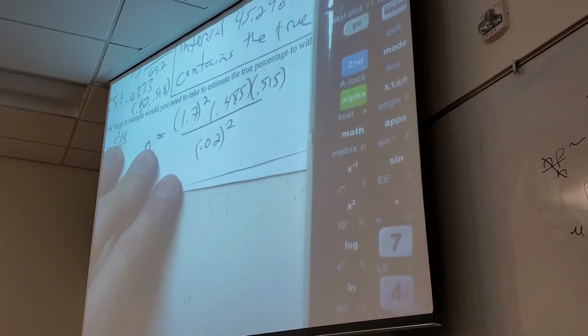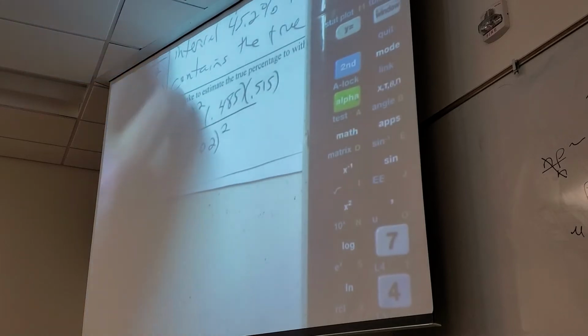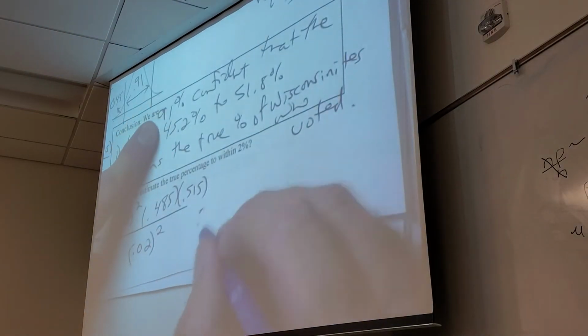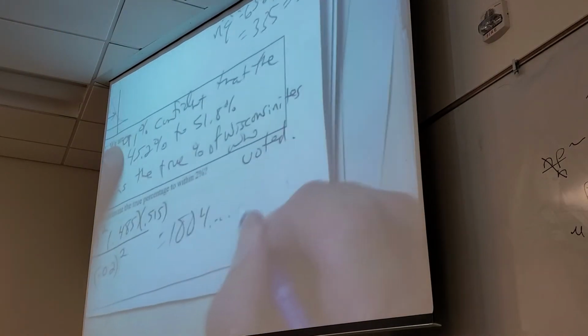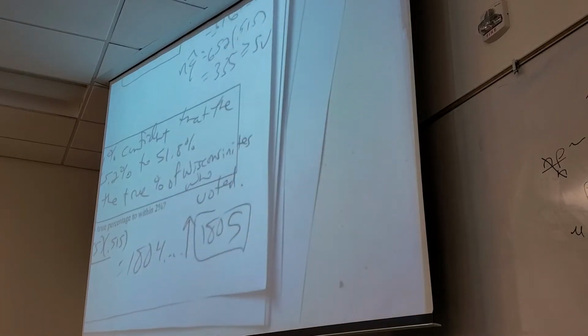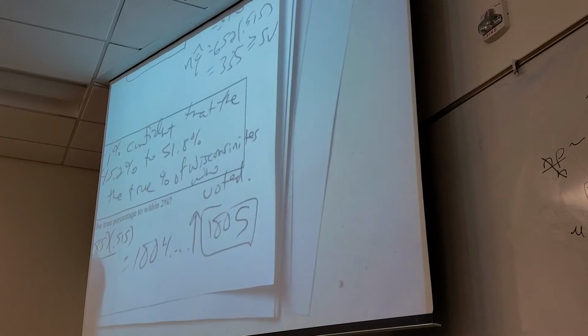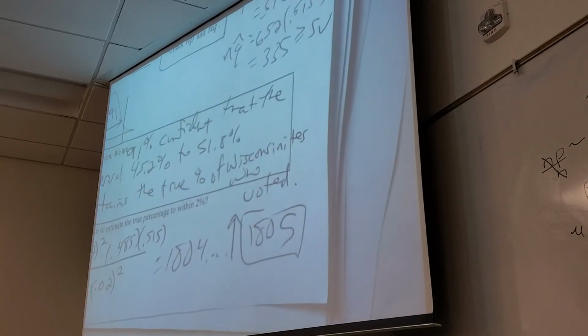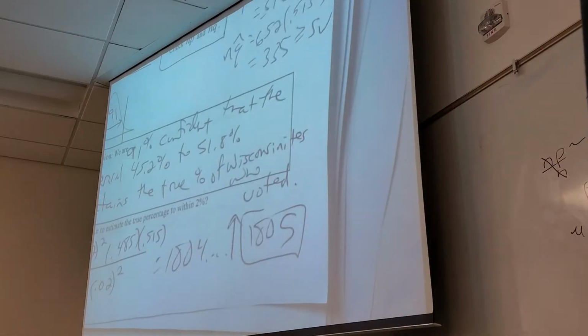Cool, man. Let's see if I can do this myself. You can do it, Jeff, can you? Yay! So 1804 point stuff, so I rounded up to 1805. And again, you can do the same thing. I need 1805 total. I've already talked to 652, so I really just need 1100 something to get my error to be that small.